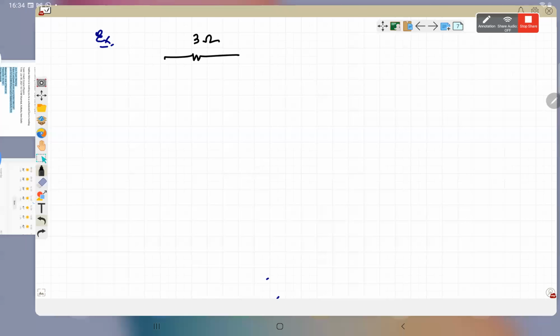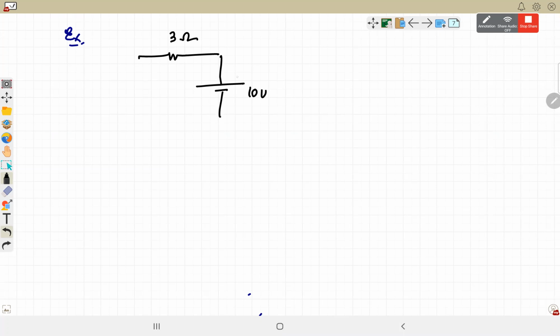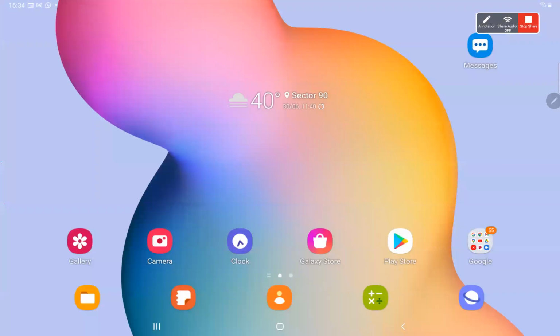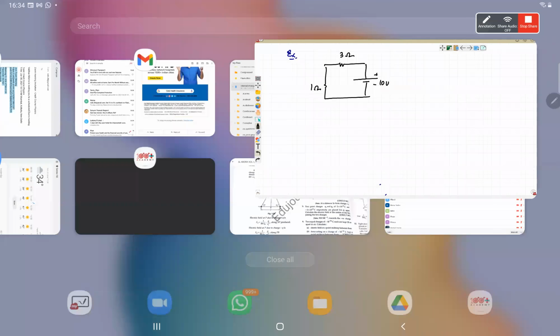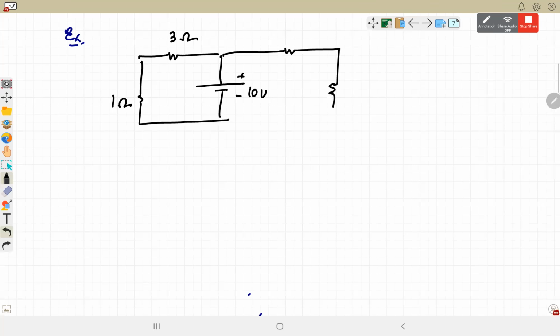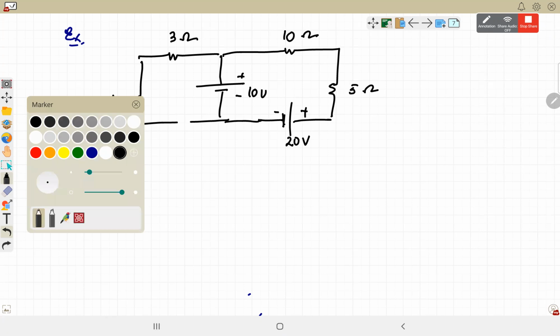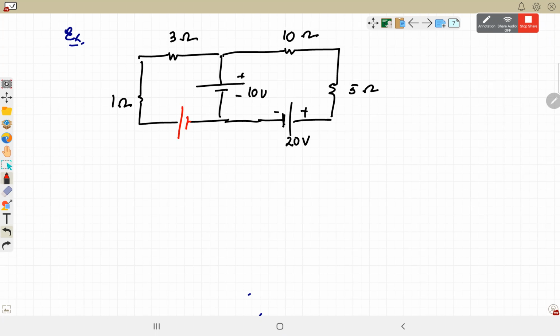Okay, so you can use any charge or current distribution, but the final answer will match. Find the current in each resistor in the given circuit.